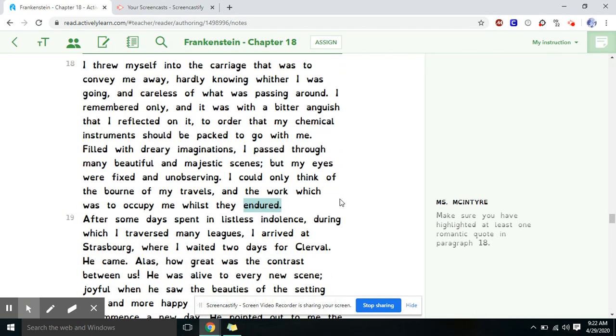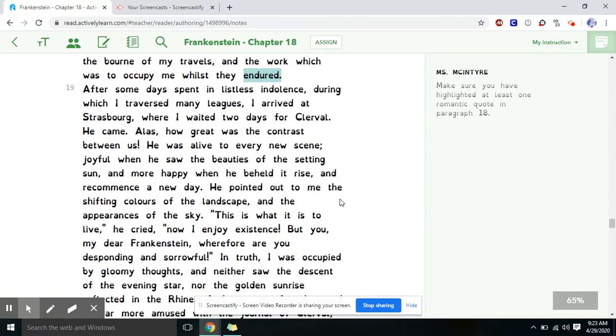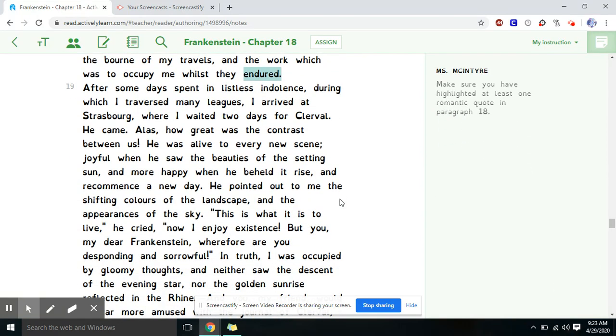I threw myself into the carriage that was to convey me away, hardly knowing whither I was going and careless of what was passing around. I remembered only, and it was with a bitter anguish that I reflected on it, to order that my chemical instruments should be packed to go with me. Filled with dreary imaginations, I passed through many beautiful and majestic scenes, but my eyes were fixed and unobserving. I could only think of the bourne of my travels and the work which was to occupy me whilst they endured. After some days spent in listless indolence, during which I traversed many leagues, I arrived at Strasbourg, where I waited 2 days for Clerval.